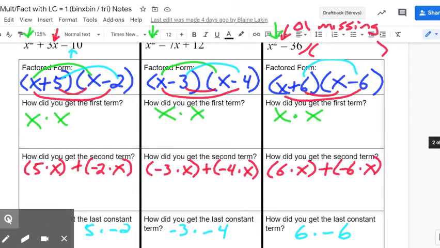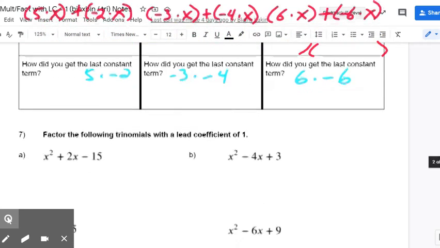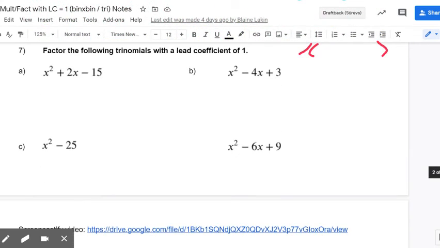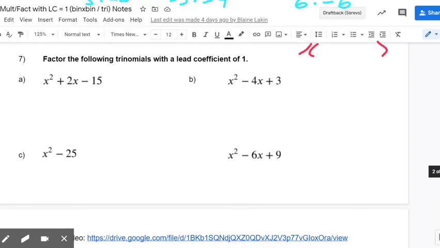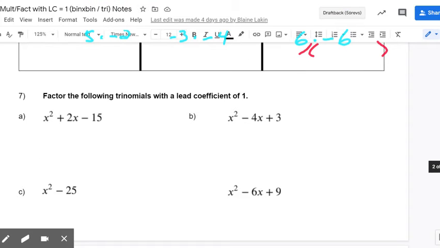All right, let's look ahead. Now we're going to practice factoring trinomials that have a lead coefficient of 1. All right, so we need to factor these. Now, we practiced this a little in the last lesson, so hopefully you'll remember this.